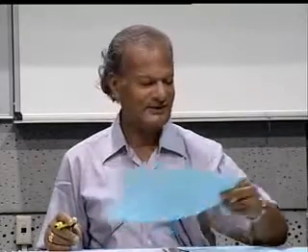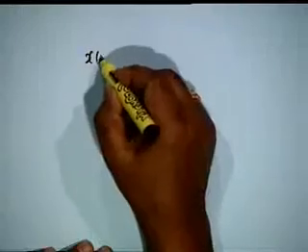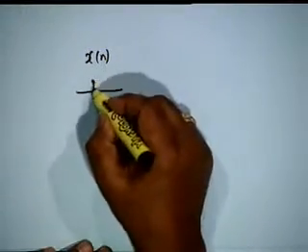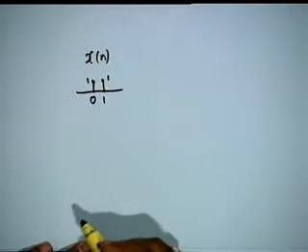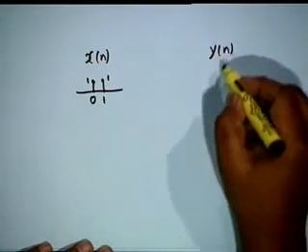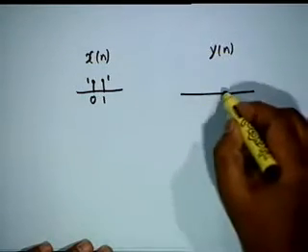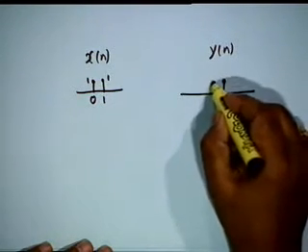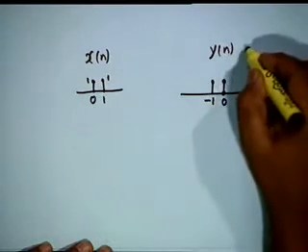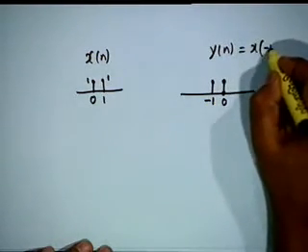We proved the time varying nature analytically. Let us take a very simple example. Let us say that our x of n is simply this signal, with samples at 0 and 1, and the amplitudes are 1. Then y of n, which is x of minus n, will have a sample at 0 and at minus 1. So, this is y of n equal to x of minus n.